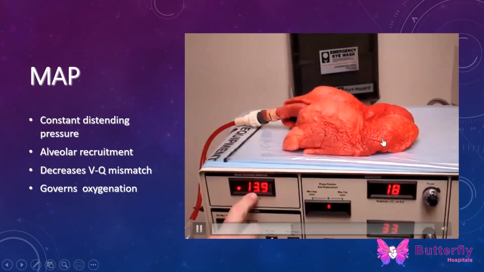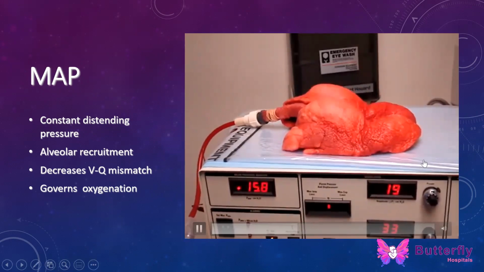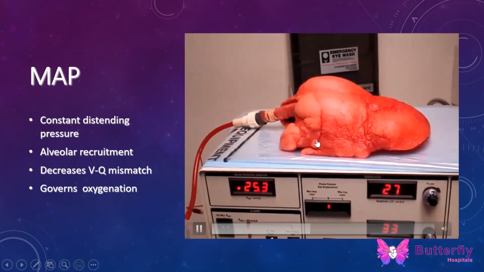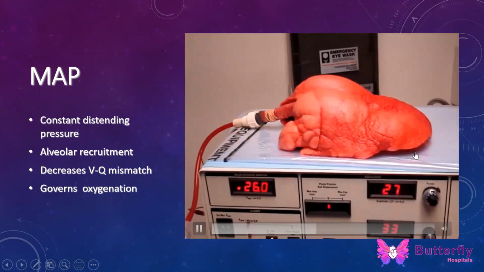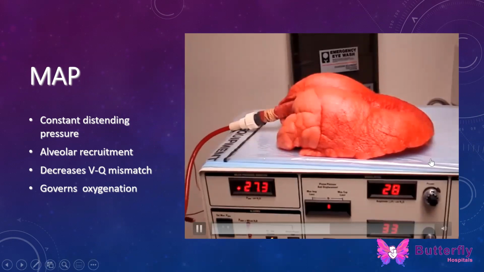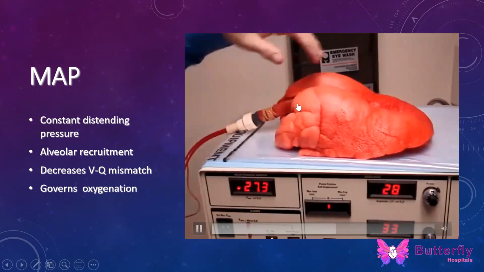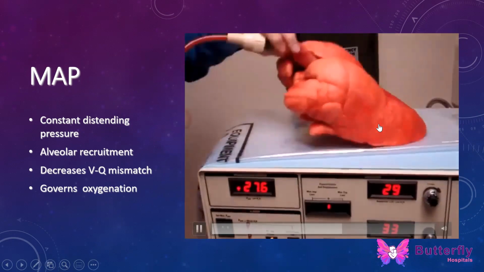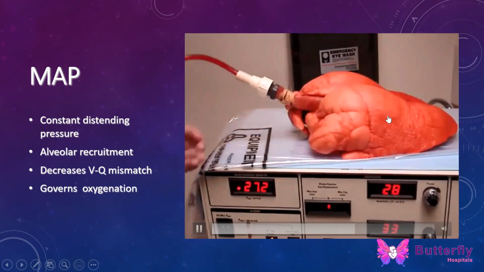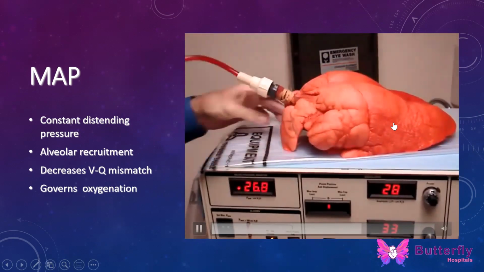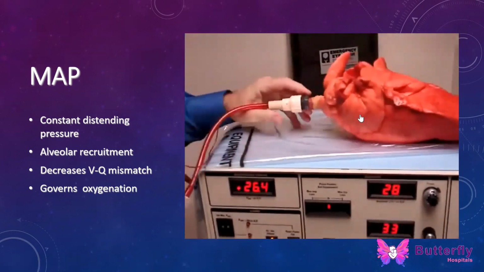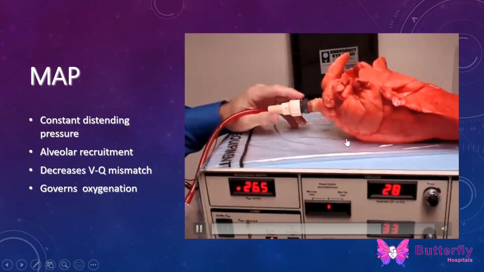Slowly, you can see that by increasing the pressure, the lungs are slowly recruiting. Even the previously atelectatic parts of the lungs started opening up. It gives a very uniform pressure to the lungs. The lungs don't collapse, and every part of the lung is opened up, so it prevents atelectasis. So the ventilation perfusion mismatch is minimized with this type of ventilation compared to conventional mechanical ventilation.